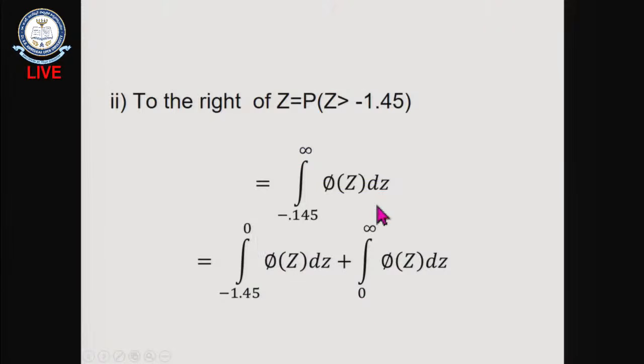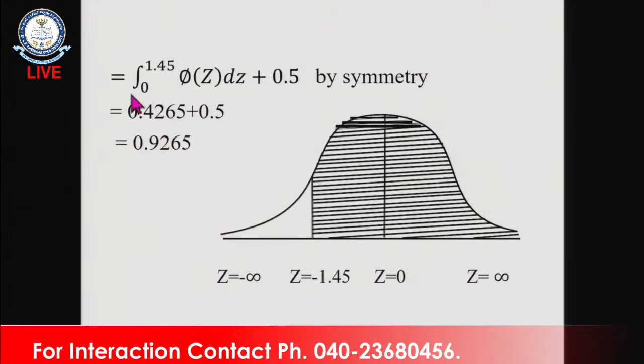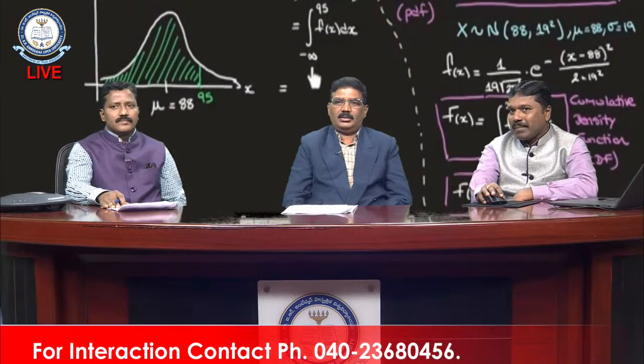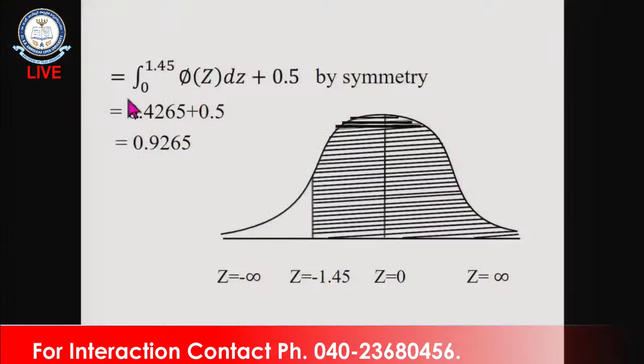We know that 0 to infinity value is 0.5. Then you can check this by applying the symmetry property. Earlier it was a minus in the denominator, so the denominator value is converted to the numerator also, according to the symmetric property.